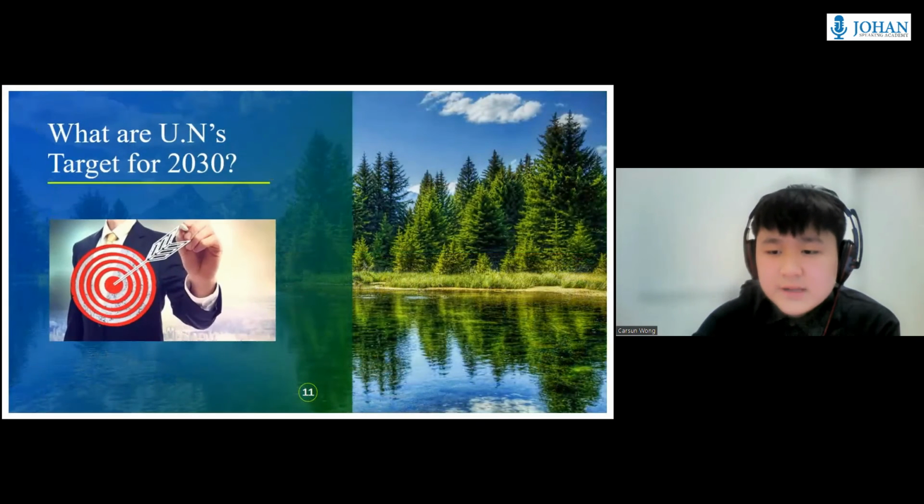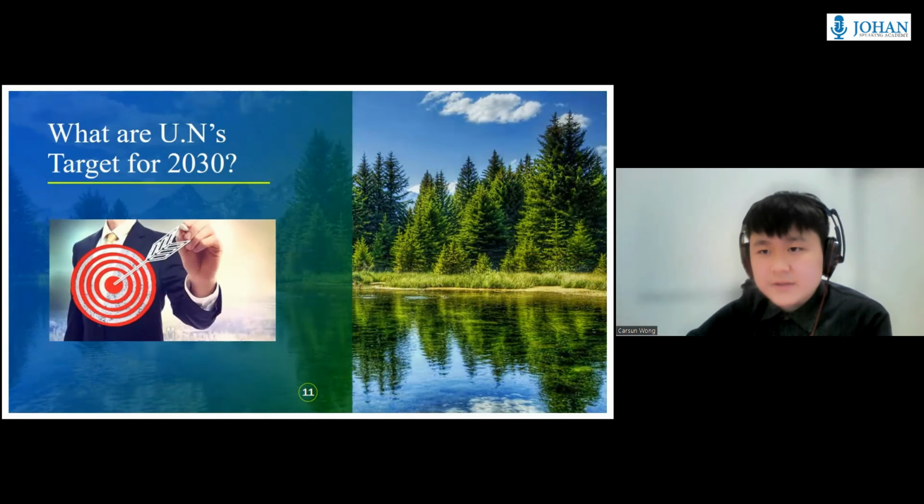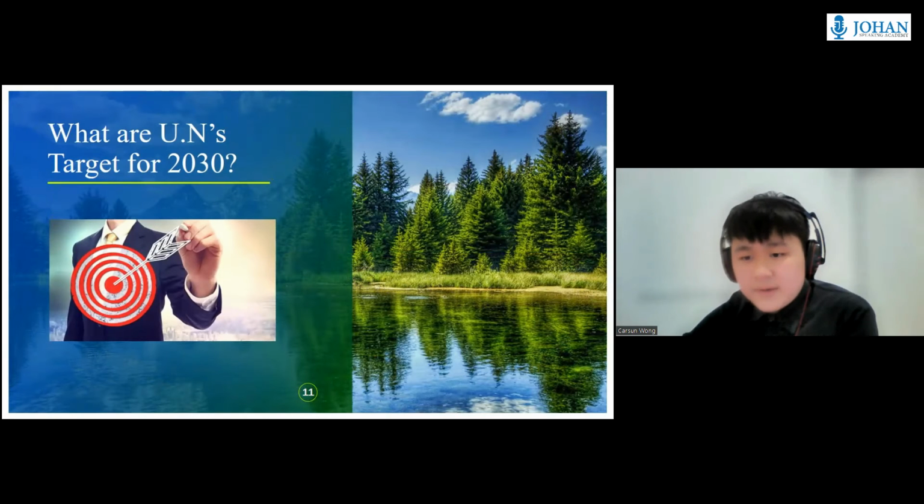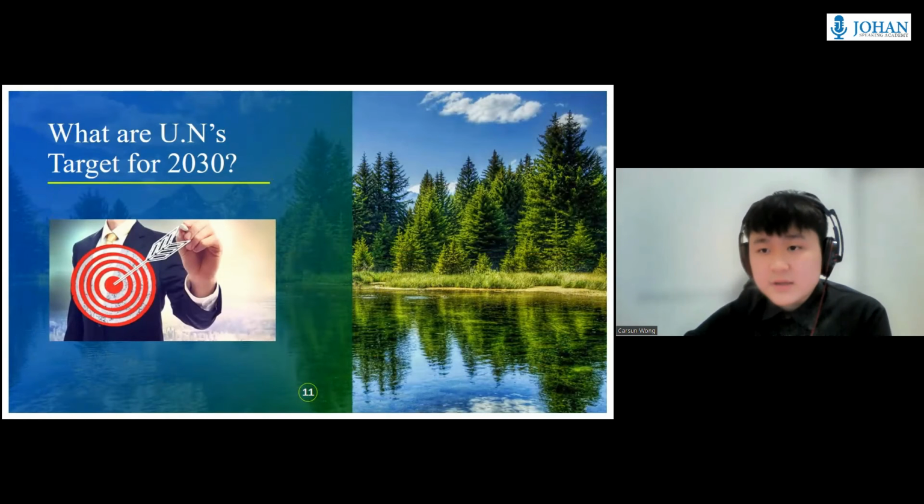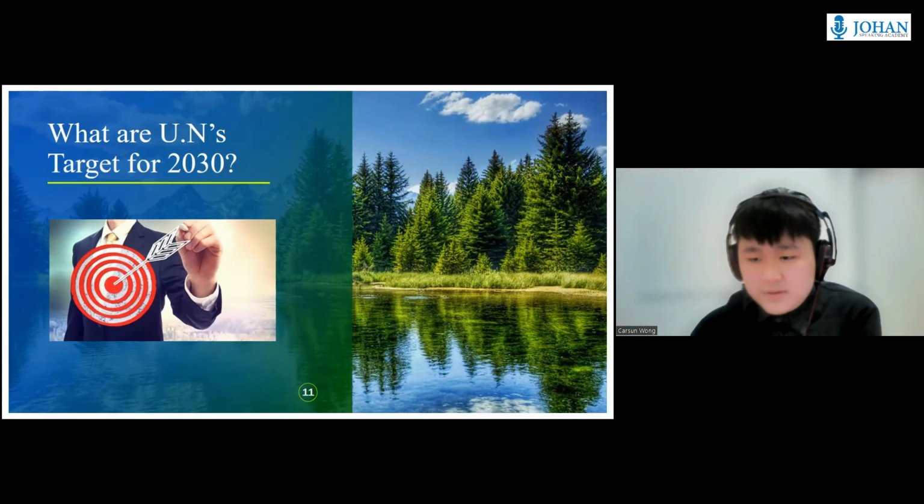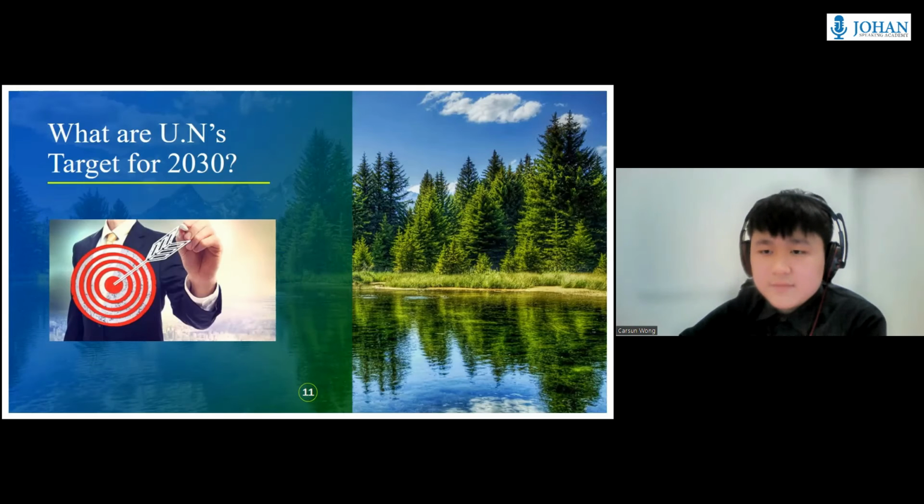What are the UN's targets for 2030? Their target is to prevent death and injuries from natural disasters and disaster risks by 2030, with strengthening our resilience and adaptiveness towards climate change. Education on climate change is also important so that we can understand and combat climate change.